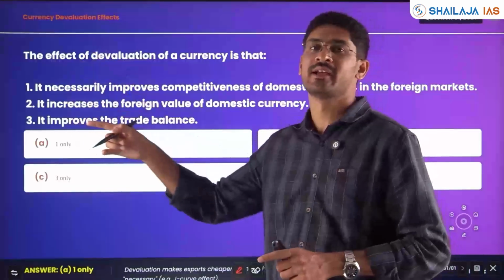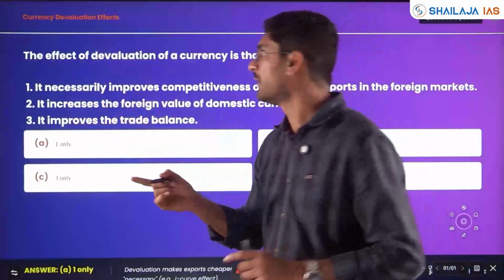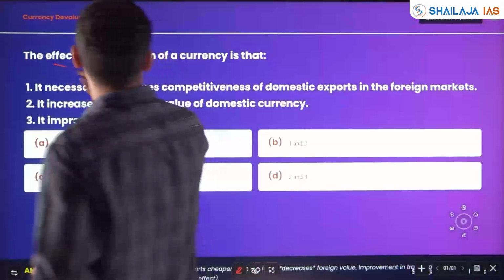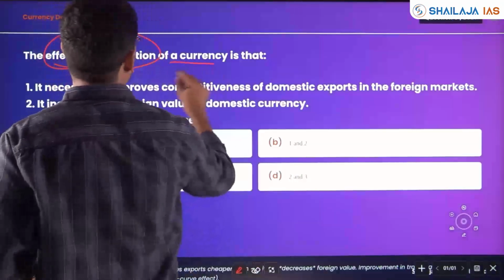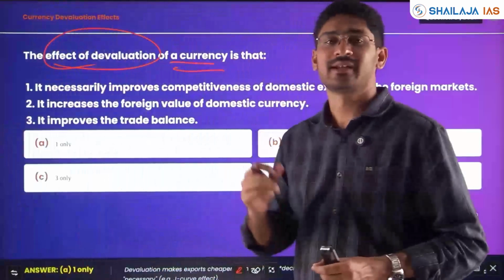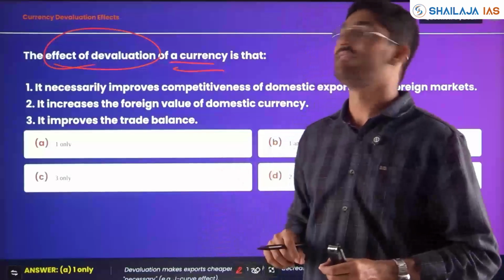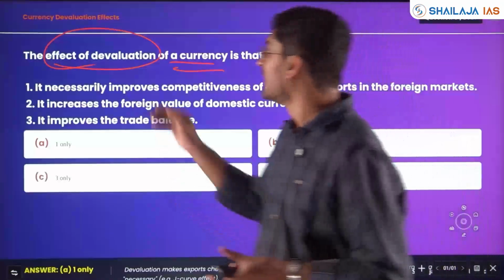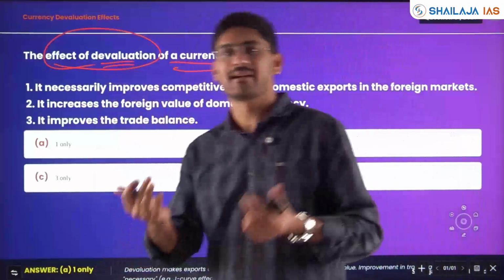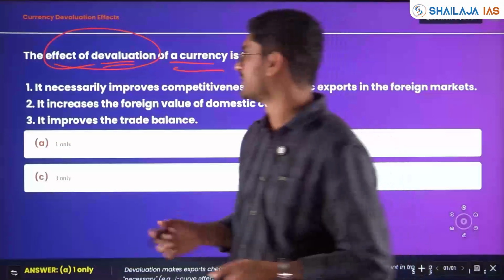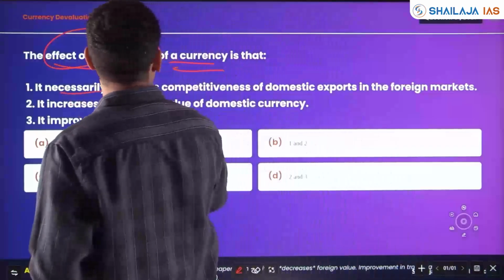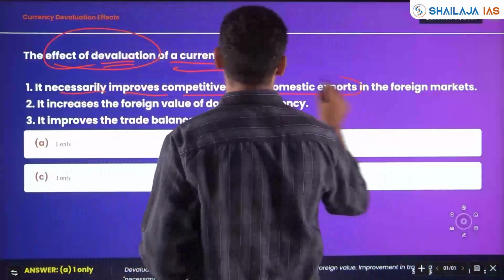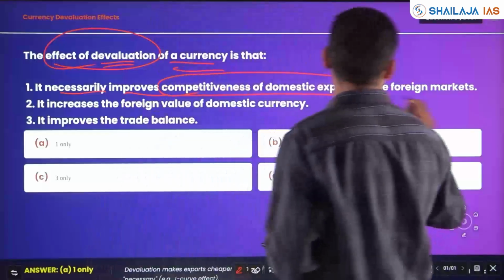Next question, with respect to currency devaluation. You are seeing how it is linking currency devaluation with borrowing risk, as with currency swap we saw in the previous class. Here, the effect of devaluation of a currency. There is a depreciation, there is a devaluation as well. Depreciation happens with respect to market forces. Devaluation, if a central bank devalues its own currency or if the government does it, necessarily improves competitiveness of domestic exports in the foreign market.